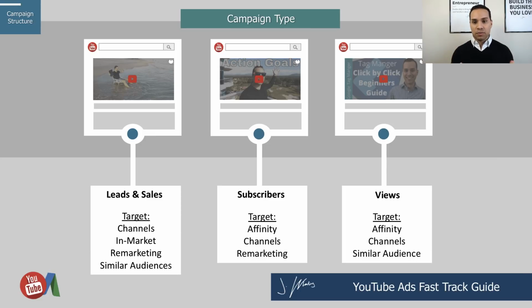So here, there are 3 main types of campaigns. The first type of campaign or video that we're going to be doing is for leads and sales. If you're trying to drive people to a landing page to get their email addresses, or you're trying to drive people to your e-commerce store, leads and sales is what you're going to focus on in this tutorial. If you want more subscribers or you want more views, those are the other 2 types of campaigns and videos to promote that we're going to talk about.